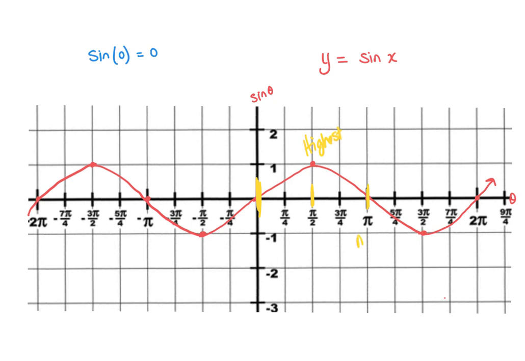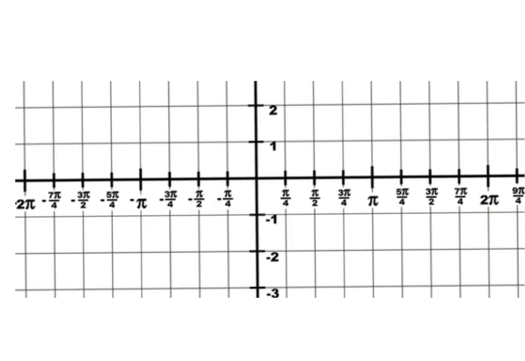Halfway through, you're back at your midline. Three-quarters of the way through, you will be at your lowest. And you will end at your midline. That is the sine graph, okay? That's how it always works. Cosine, same thing, but for cosine.